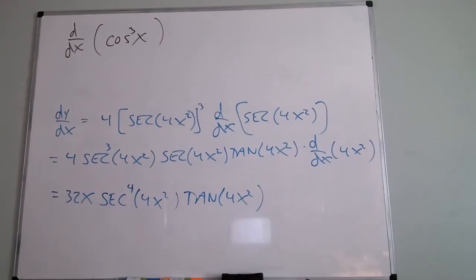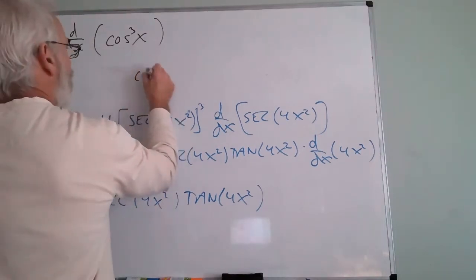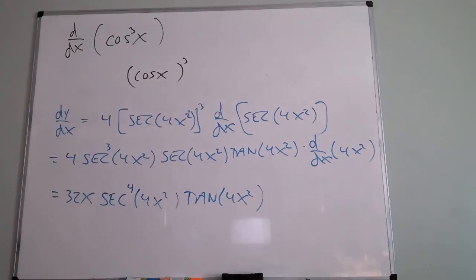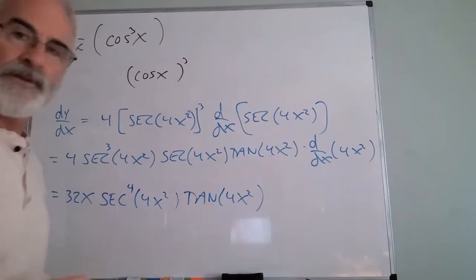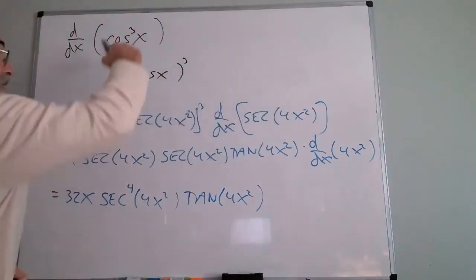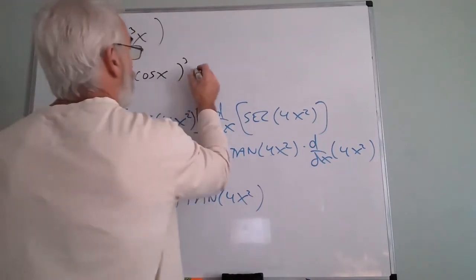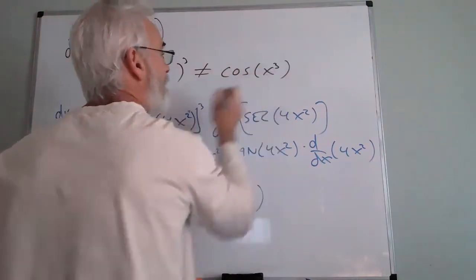So how do I view this? Now, I don't need you to rewrite it, but how do you view this? You view this as cosine x, the quantity is being cubed. So I view this as thing cubed. This 3 is actually on the outside of the function. This 3 is not on the x. And by the way, this is huge. This is huge. And I've had people make this mistake recently.